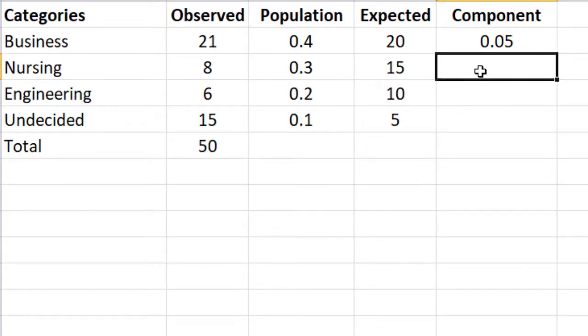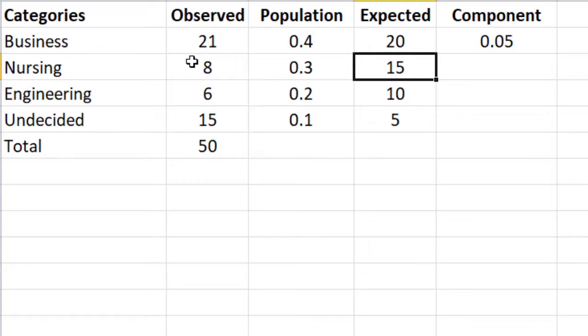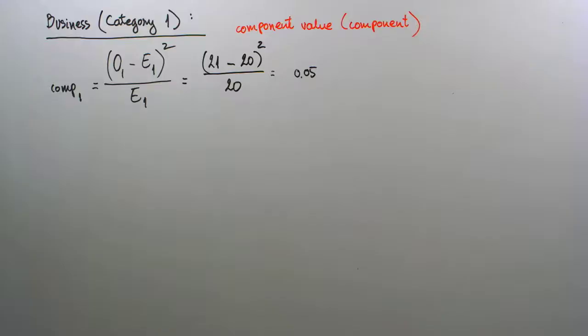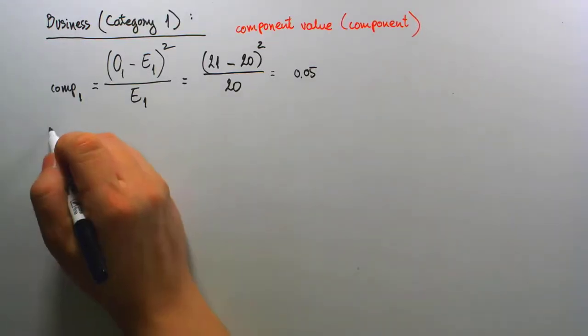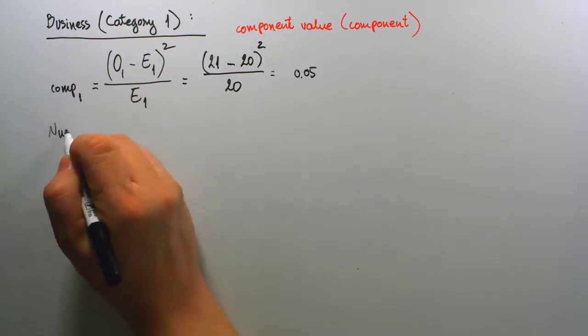And so now let's move on to category 2, namely the nursing major. According to the table, I noticed there is a difference between expected count, and it's quite far. 15 is the expected count, whereas observed count only showed 8 in our sample. And so now on my board, we're currently at category 2, which is the nursing major.